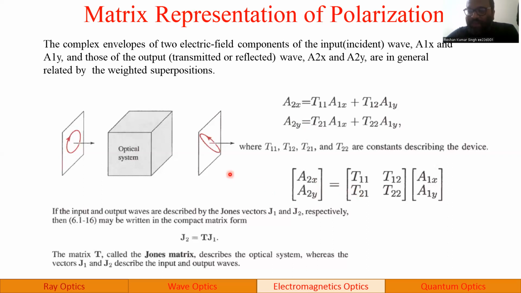And from this matrix we can get our output electric or magnetic field in terms of the input field.